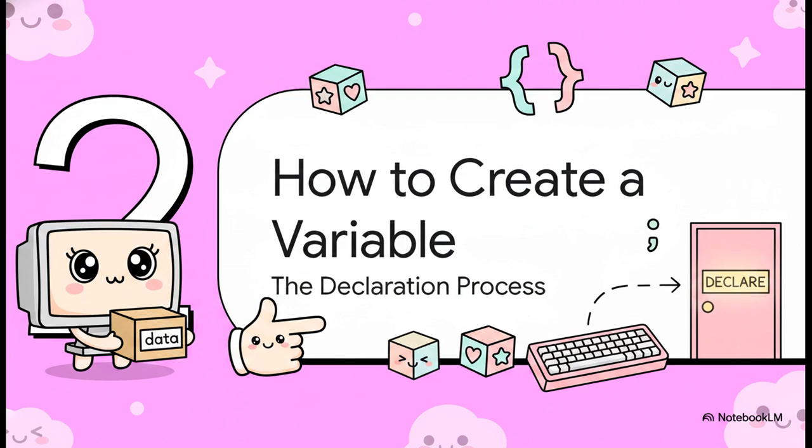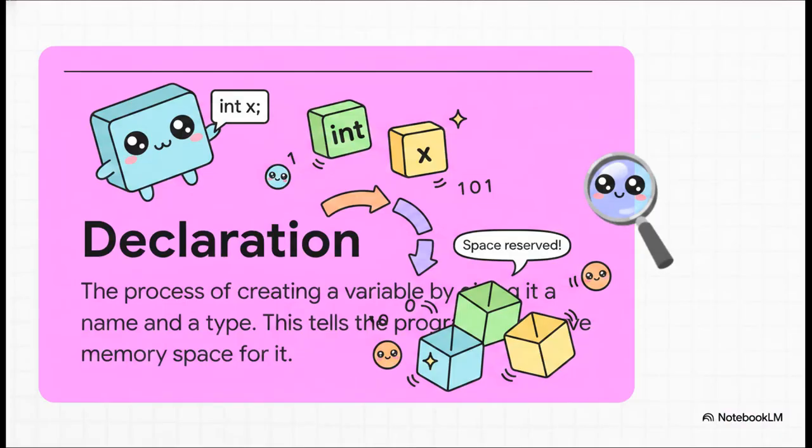Okay, so we know what variables are, and we know about all the different kinds of boxes we can make. But how do we actually tell the computer, hey, I need a box? Well, this whole process is called declaration. Declaration is basically the formal introduction.